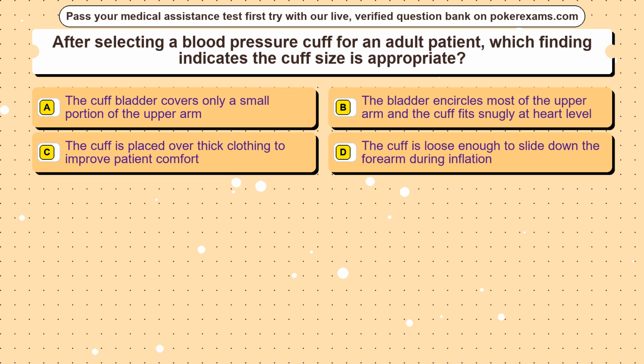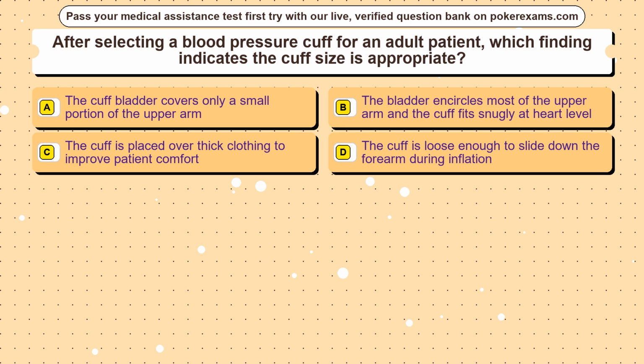Question 47. After selecting a blood pressure cuff for an adult patient, which finding indicates the cuff size is appropriate? Option A, the cuff bladder covers only a small portion of the upper arm. Option B, the bladder encircles most of the upper arm and the cuff fits snugly at heart level.